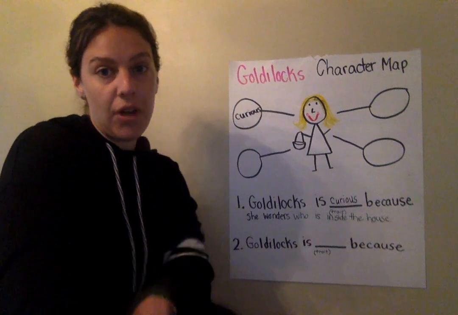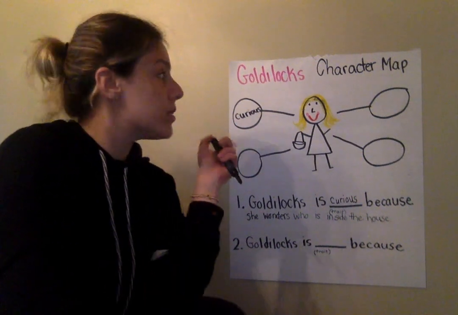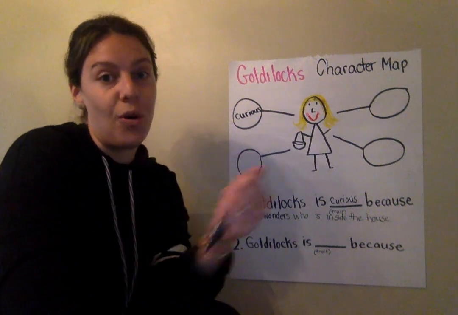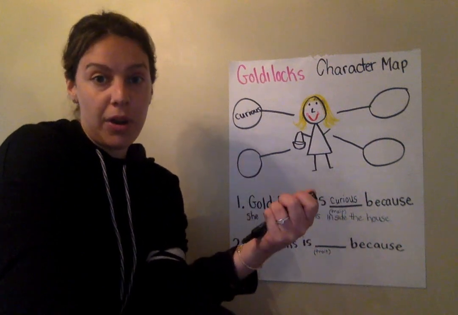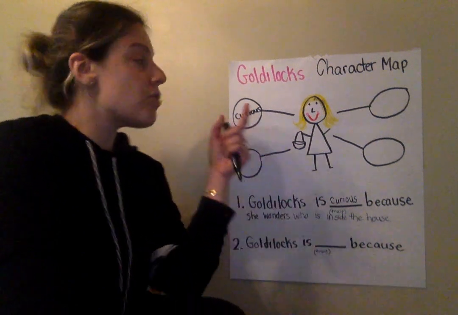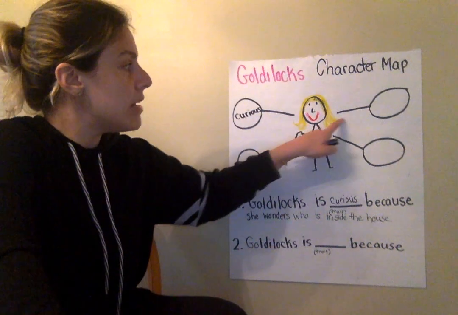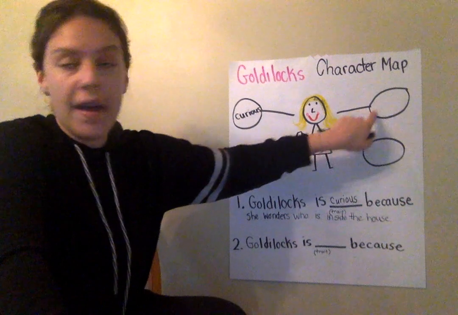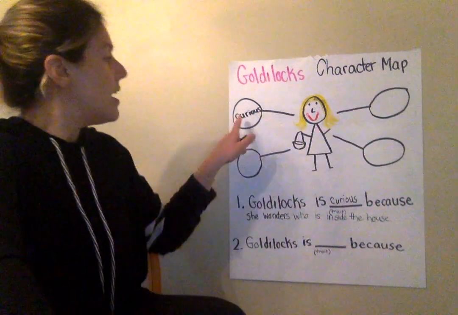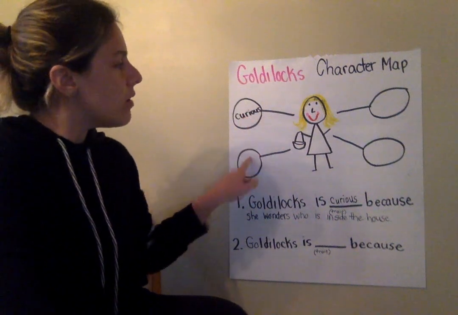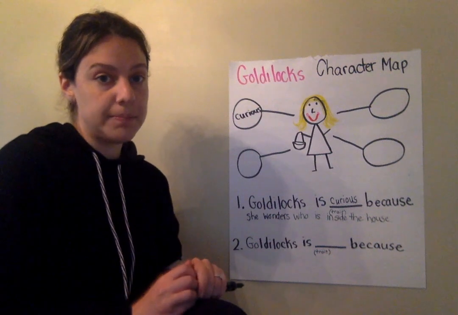Now, I don't want to take all of your time. I am confident that your smart brains can do a Goldilocks character map on your own. Okay? You can get a piece of paper, any paper you have, draw a little picture of Goldilocks in the middle, just like I did. Then draw some lines. You don't have to draw the circles, you could just draw the lines and then write the words, okay? And write 4 or 5 character traits about Goldilocks, okay?